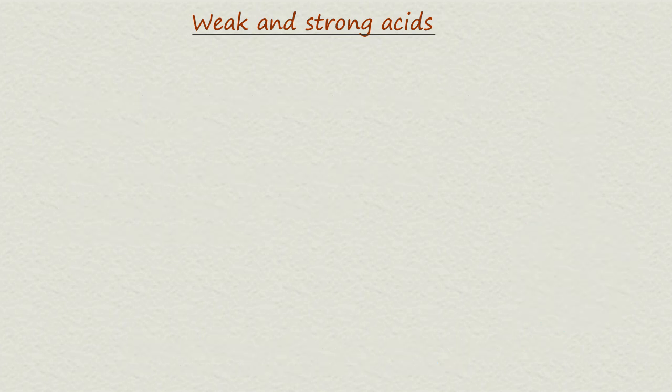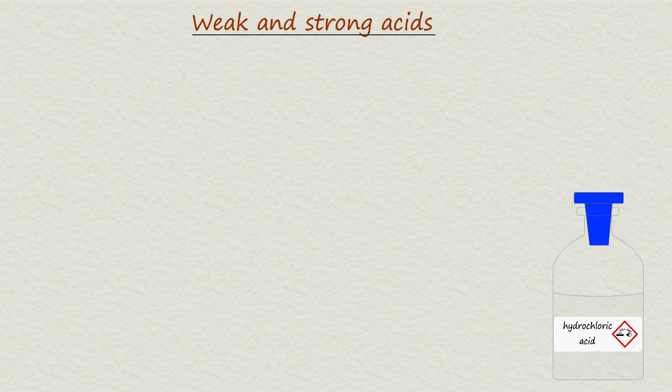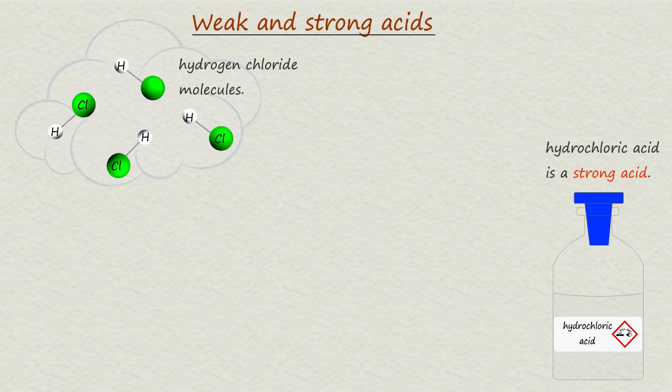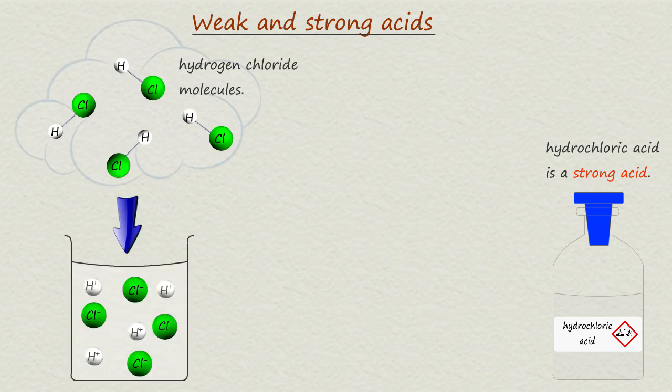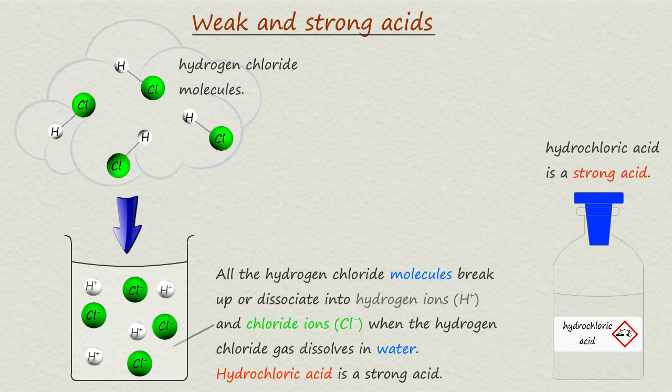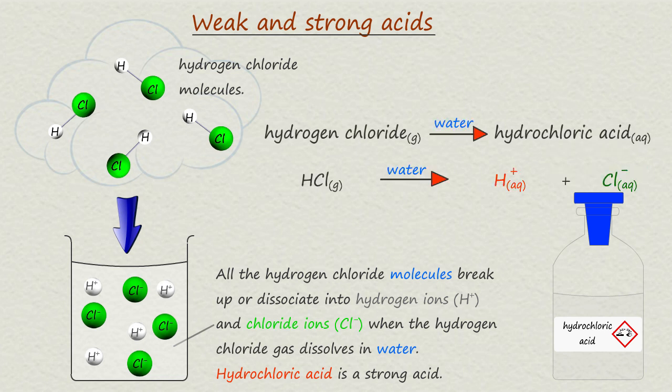Now in the lab, the acid that you are most likely to use is hydrochloric acid. Now hydrochloric acid is a strong acid formed when molecules of hydrogen chloride gas dissolve in water. Now hydrogen chloride gas is very soluble in water, and when it dissolves, all the covalently bonded hydrogen chloride molecules will break up or dissociate to form hydrogen ions and chloride ions, which will result in the formation of a hydrochloric acid solution. This is shown in the word and symbolic equations on screen.